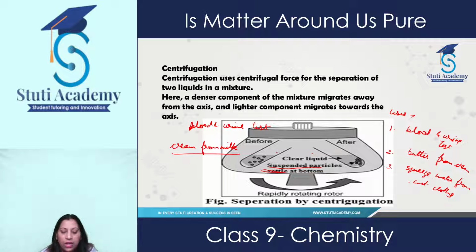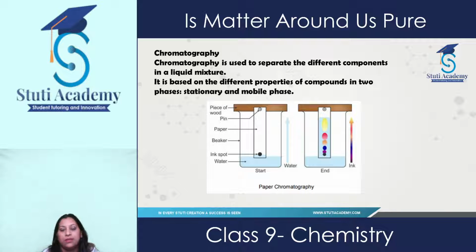Now next is chromatography. Chromatography is basically used to separate mixtures of two liquids which have different solubility rates. So depending upon their solubility, we use this chromatography method. And how can we use this method? Let's see here. This is known as paper chromatography.